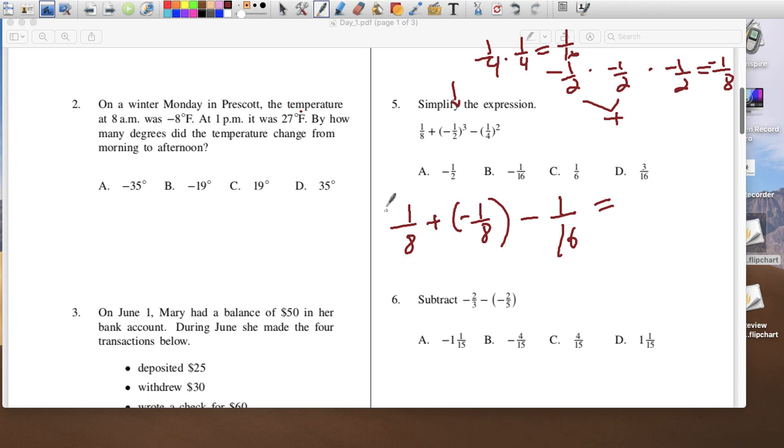You're going to notice that 1/8 plus negative 1/8, they're additive inverses. So this actually becomes 0. And you have this negative 1/16 left over, which makes our answer B.